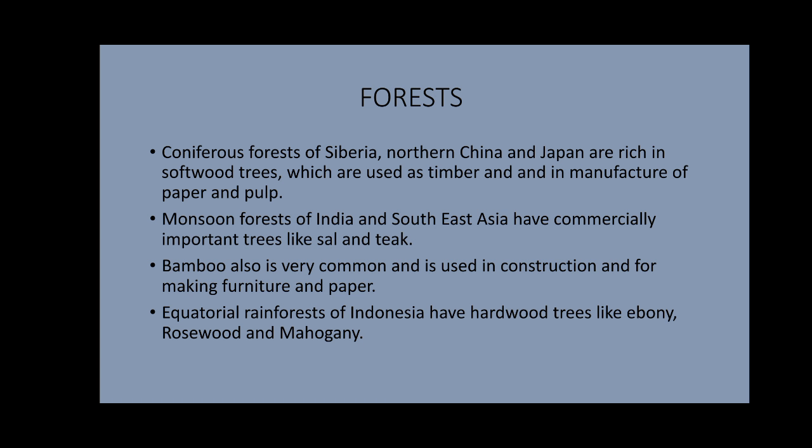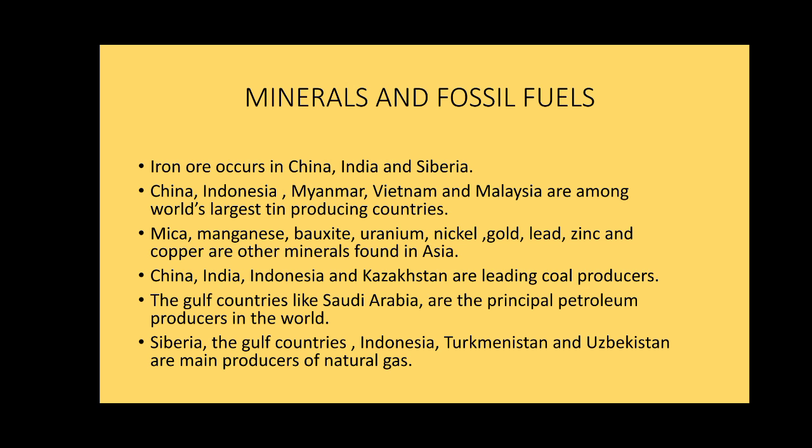Monsoon forests of India and Southeast Asia have commercially important trees like sal and teak. Bamboo also is very common and is used in construction and for making furniture and paper. Equatorial rainforests of Indonesia have hardwood trees like ebony, rosewood, and mahogany.